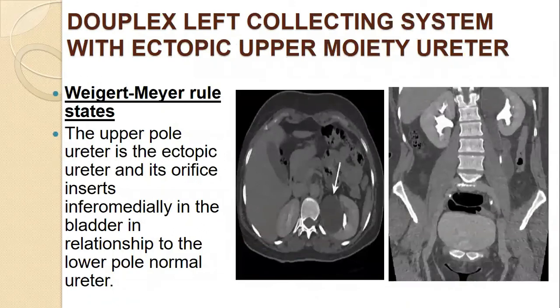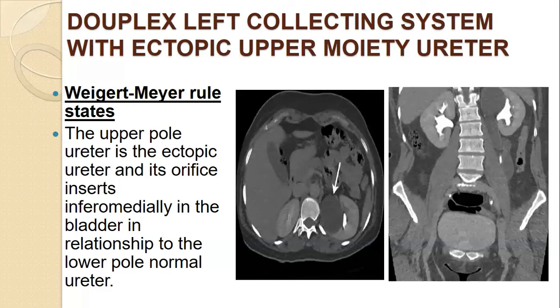Duplex system. Duplex left collection system or with ectopic multiureters. We get Meyer's rule, which states that the upper pole ureter is the ectopic ureter, and its orifice is inserted inferior and medial in the bladder in relation to the lower pole normal ureter. This is the upper pole moiety with a dilated ureter, and it inserts here in the bladder.